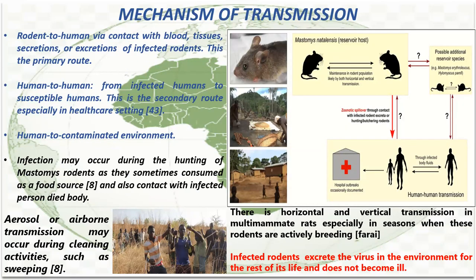So how does it get transmitted? This is the rat we have. This is a particular vector that carries the virus. And this vector can transmit this virus to its offspring. There is vertical transmission and there is horizontal transmission, meaning that it can be transmitted within the rats and can also be transmitted to the offspring.